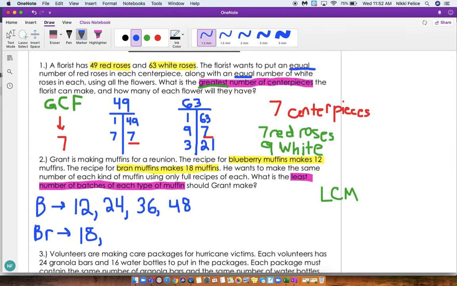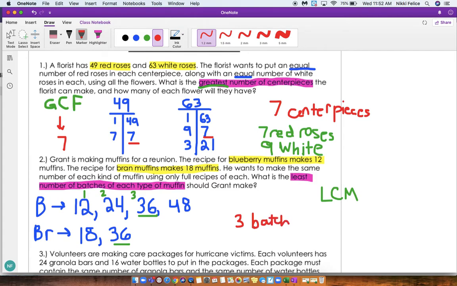So 1 batch of bran muffin makes 18. The second batch of bran muffins makes 36. And wait, hey, I just found my least common multiple, 36. So for blueberries, that would be 1, 2, 3 batches of blueberry. So let me write that. 3 batches of blueberry.